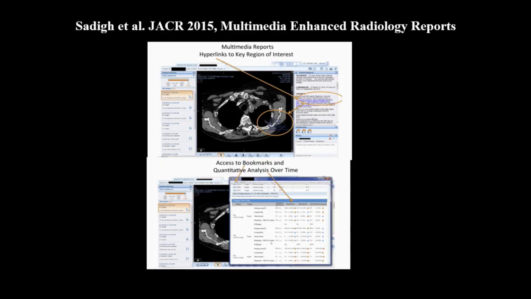So what exactly was this? Here's an example of a chest CT, and there's descriptive language describing nodules, and there's a hyperlink to show the nodules and how they're measured, and then there's another link to show basically the changes in sizes of the nodules over time.